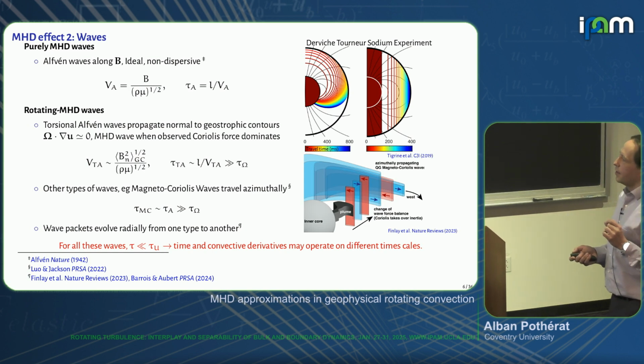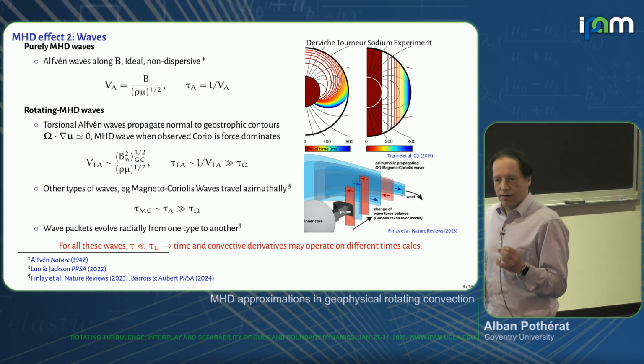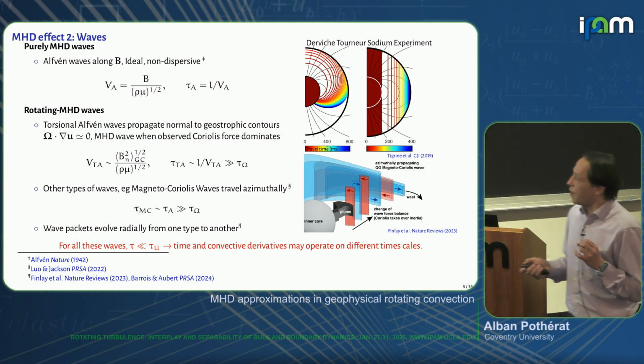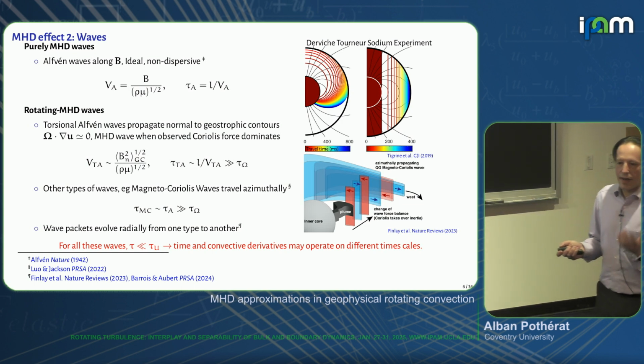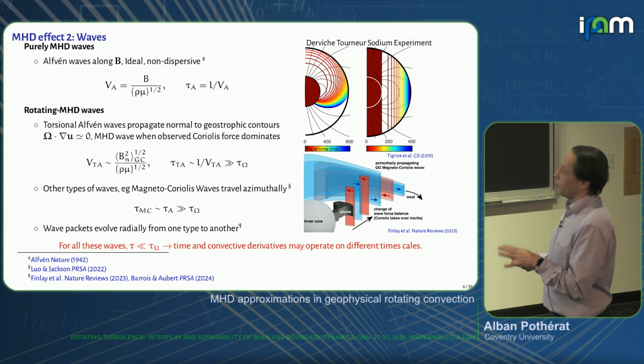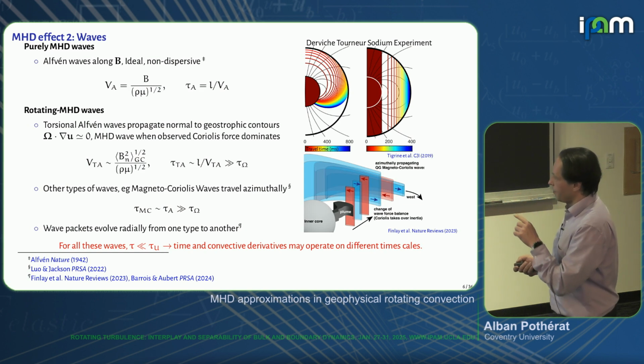What they all have in common is they only exist if the time scale for rotation is faster than the time scale of the Alfvén waves. So the ratio, which I should have written, is the Lehnert number. One of the conditions is that the number is small enough so that those waves exist.